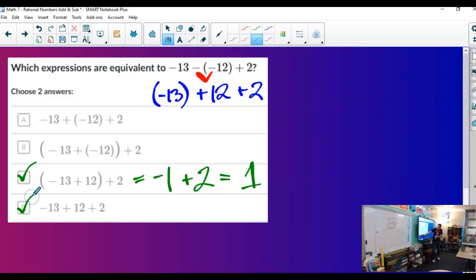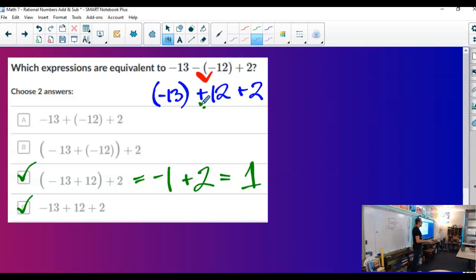D, 13 is negative, 12 is positive, 2 is positive. Did they commute? No, they didn't move any numbers. Did they associate? All they did was simplify there, honestly. They did what Liam had said. They made the minus negative into plus. That's what he did. Questions on that one?